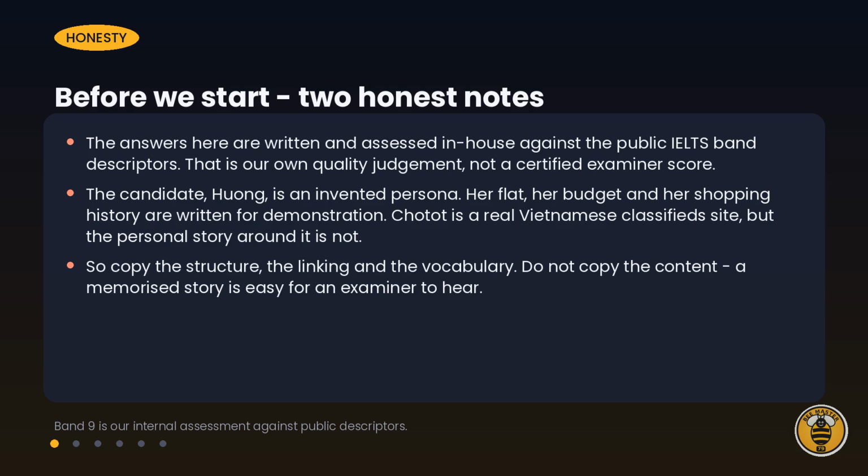First, when we call these band 9 answers, that is our own assessment against the public band descriptors. It is not a certified examiner score. Second, the candidate Huong is an invented persona. Cho Tot is a real Vietnamese classified site, but the personal story around it is written for demonstration. So please copy the technique and not the content.